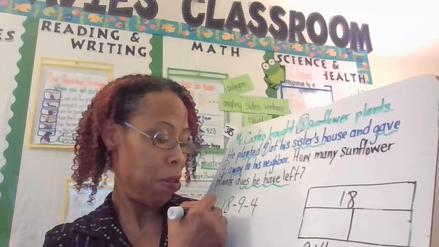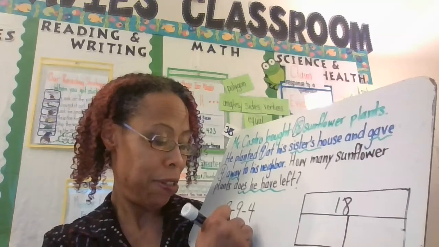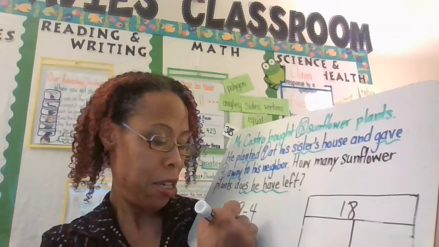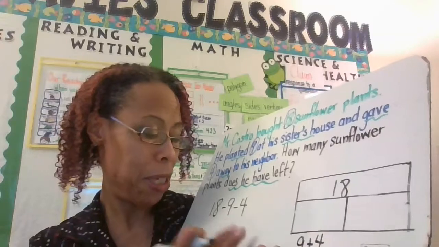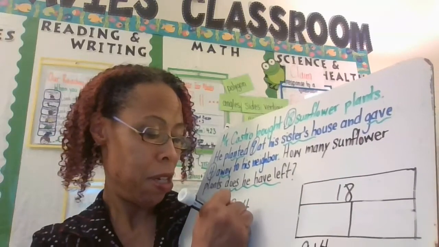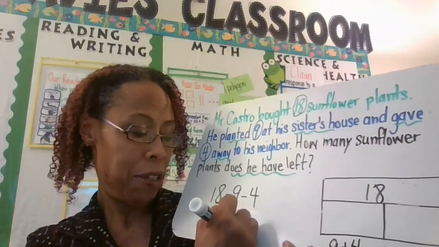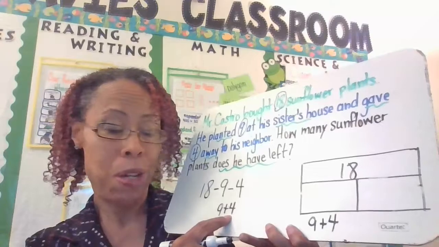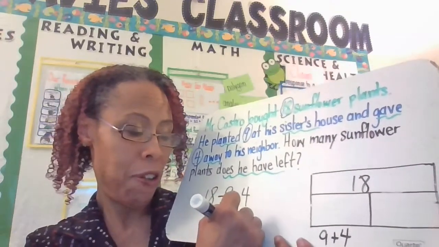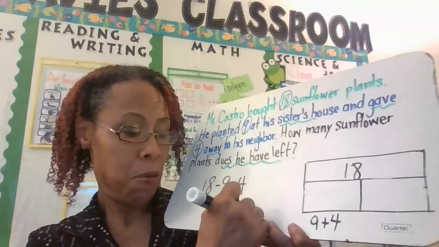So when we think about 9 plus 4, if we're making a 10, we know we need to add 1 more to 9 to make a 10. So let's just go ahead and make it a 10. If we add 1 more here, we're going to take one of these away. So now we no longer have 4, we have 3. So 9 plus 4 is the same thing as 10 plus 3, which is 13.